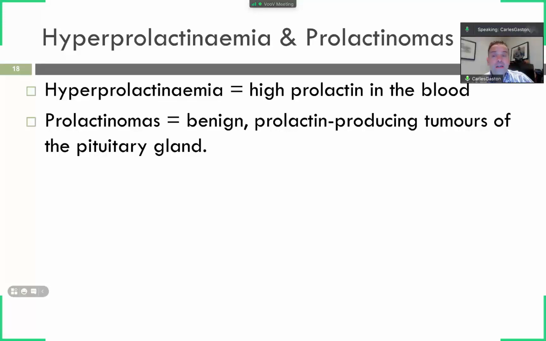Prolactinomas are benign tumors, but I hope I'm going to convince you that, as with all pituitary tumors, they may be benign, but because of the area that they are growing in, they are really nasty tumors, and they can lead to mortality and severe comorbidities. They are secreting tumors that overproduce prolactin of the pituitary gland.